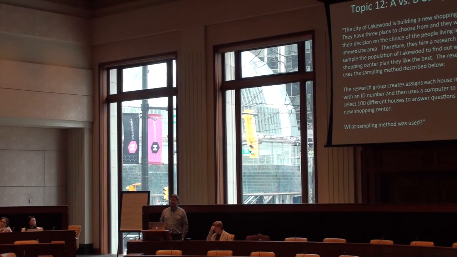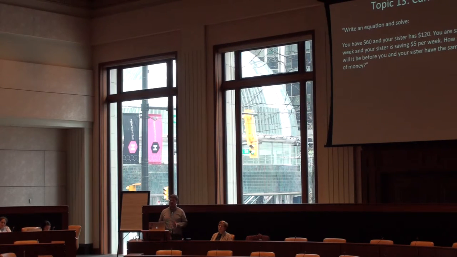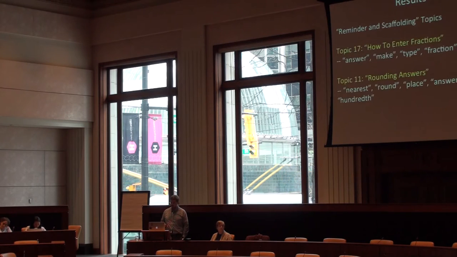This is an example of one of the problems that was tagged as topic 12. It's a problem about a research group coming up with different plans to develop a shopping center, and then the student has to describe the sampling method that was used. This is a problem associated with topic 13. Write an equation and solve, where we're dealing with dollar figures between you and your sister, and you have to find where you're going to have the same amount of money. Those were the true KC style of questions that we got.